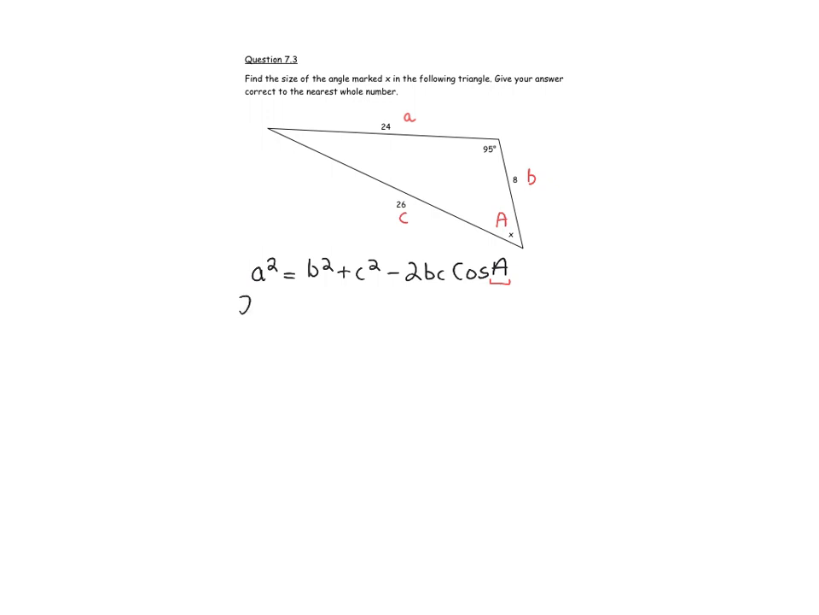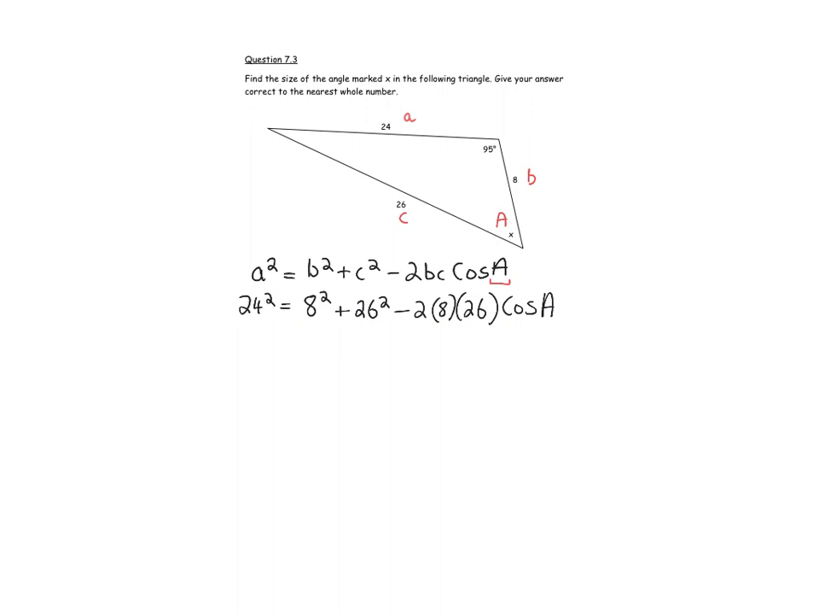a squared then is 24 squared is equal to b squared, which is 8 squared, plus c squared, which is 26 squared, minus 2 times 8 times 26 cos of A.